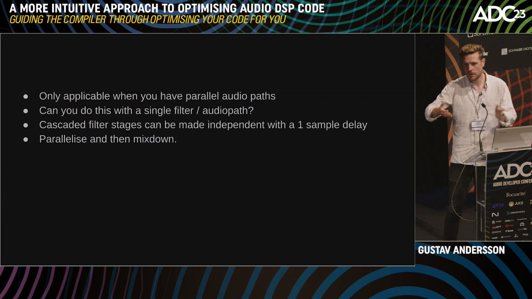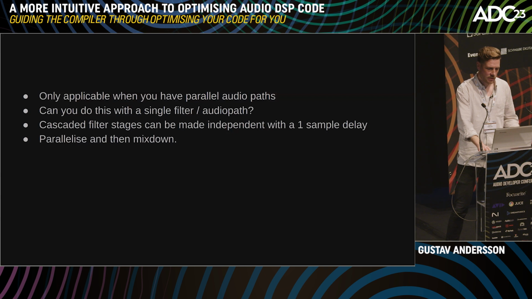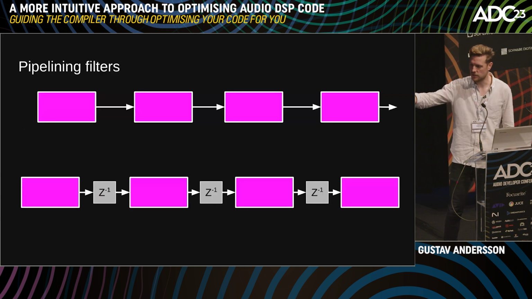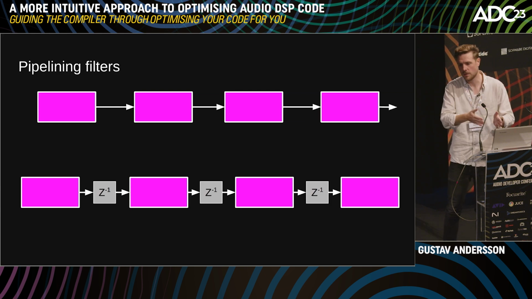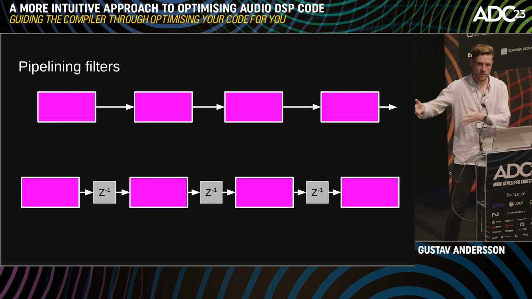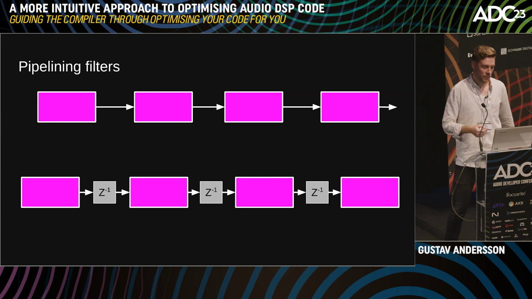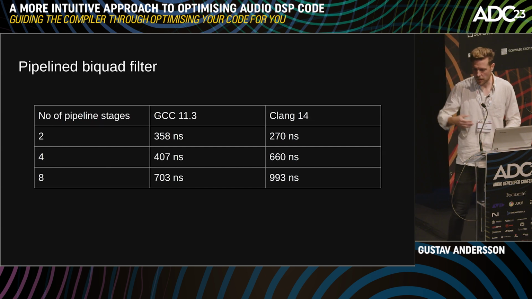But if you have a higher order filter with cascaded second order sections, if you put a 1 sample delay between the stages, now they're actually independent, and you can do 1 sample from the first one, 1 sample from the second one, etc. The downside is, of course, if you have 4 sections, an 8th order filter, you have 3 samples of delay. So you delay the whole output by 3 samples. But I benchmarked this, and again, it gives you about the same performance, pipelining filters like this.